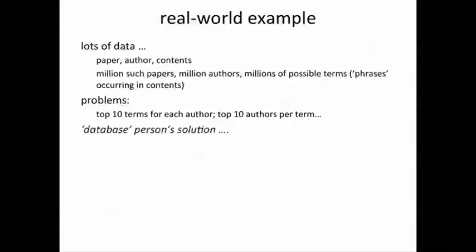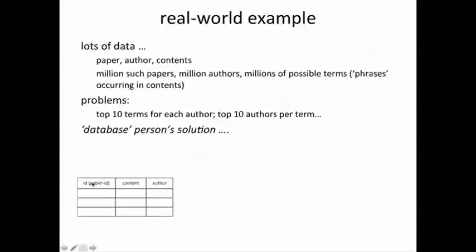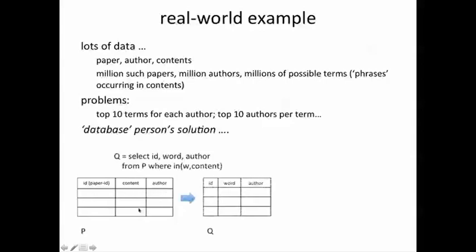This is how a database person actually proposed a solution. You start out with a bunch of documents represented as a table with, say, a paper ID, the content of the document itself, and its author. Then you get rid of the actual content and replace it by words. Notice what has happened over here. Instead of one row per paper, now you only have a row for a word and author pair that occurs in a particular paper. So one row here will produce many, many rows in the table.